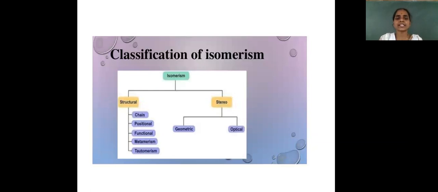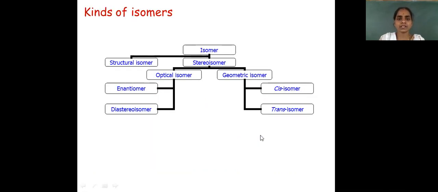And the general classification: isomerism is generally divided into structural and stereoisomerism. Again, structural is divided into chain, positional, functional, metamerism and tautomerism. Those are some of the classifications in structural isomerism. Stereoisomerism is again divided into geometrical and optical isomerism.